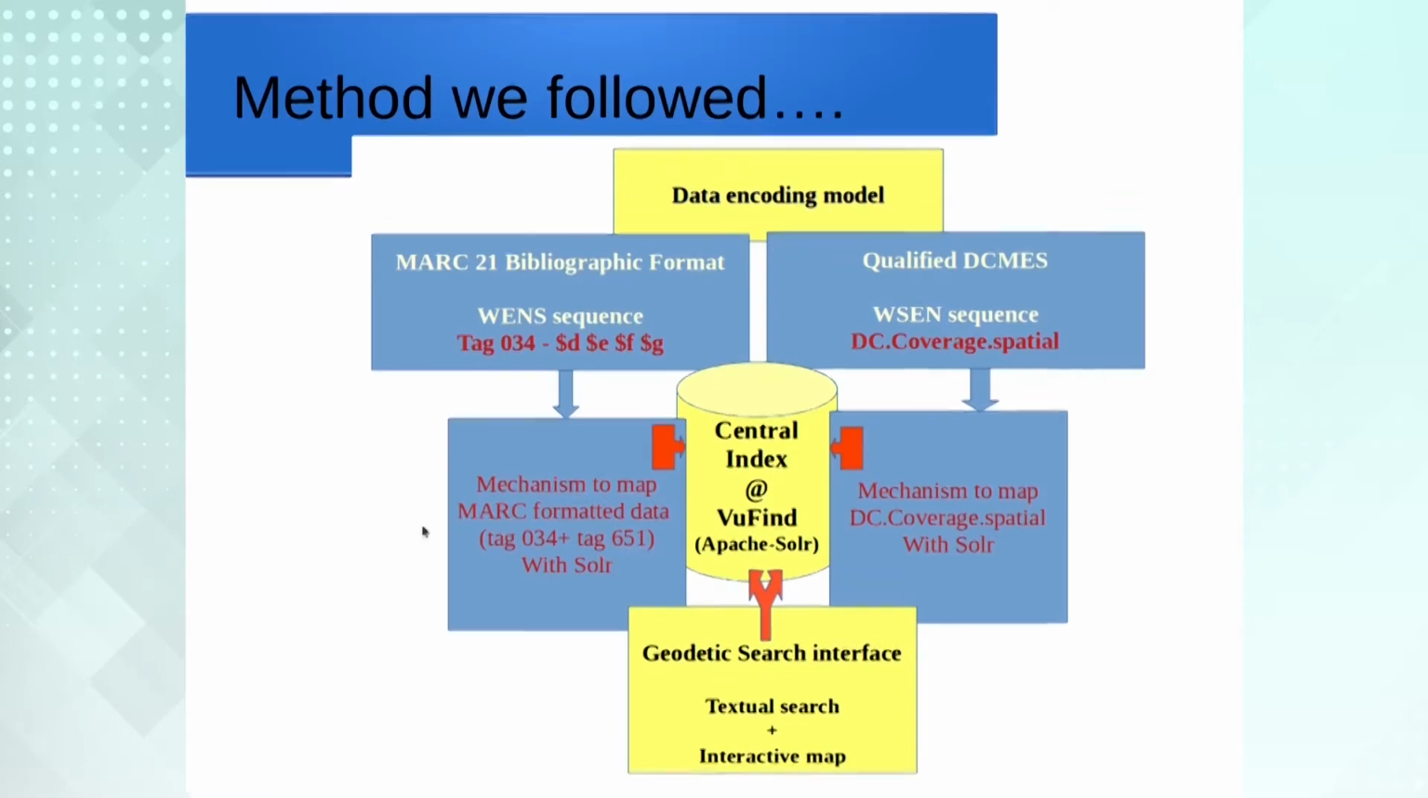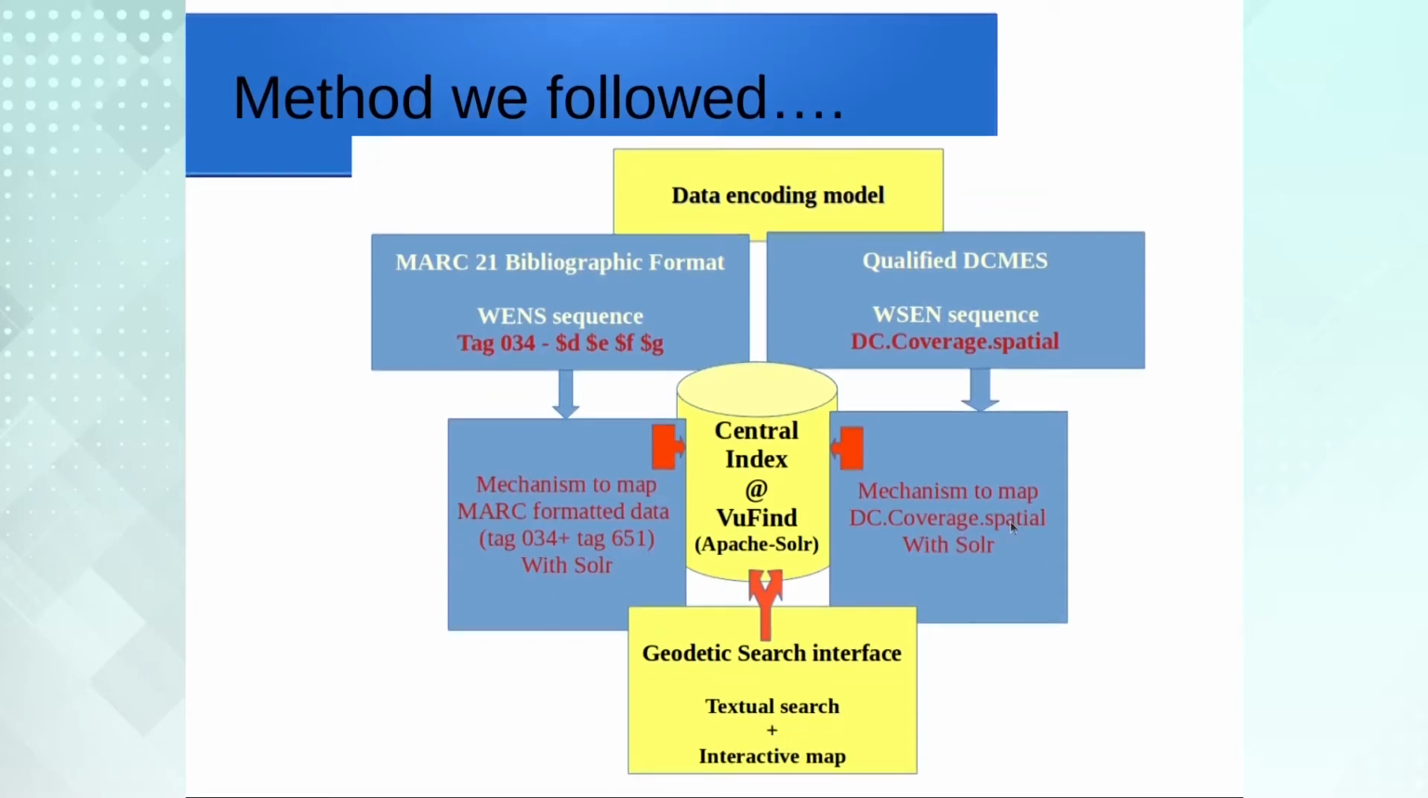So, first we need to develop a mechanism to map MARC formatted data. MARC formatted data are available in 2 formats in this particular model. Tag 034 deals with the different kinds of longitude and latitude. It can be a point or it can be a boundary or area. Then the place name is given in the geographic name authority, tag 651, which deals with the geographic name, and then we can link this encoded data with the Solr.